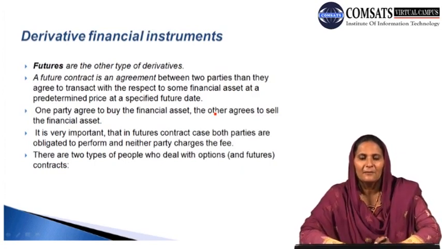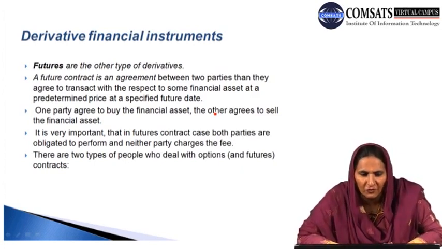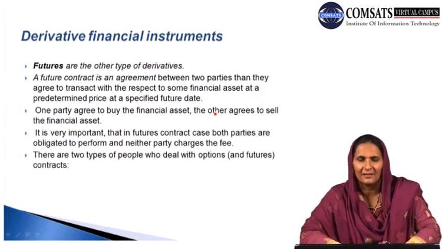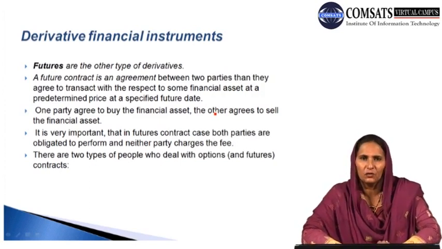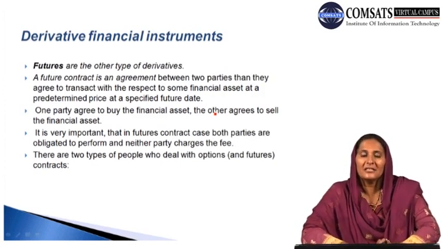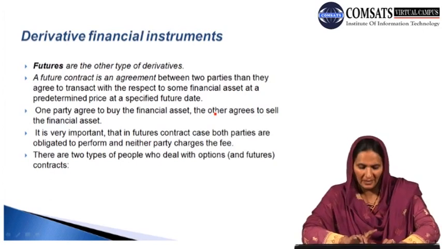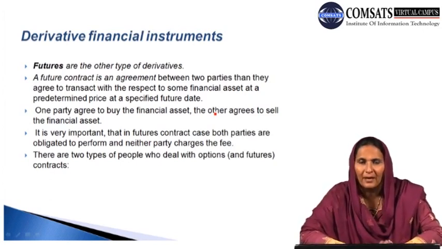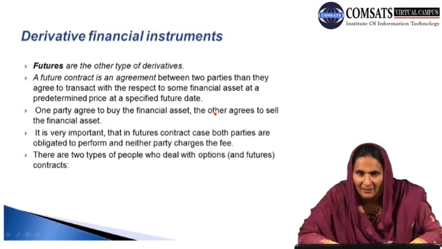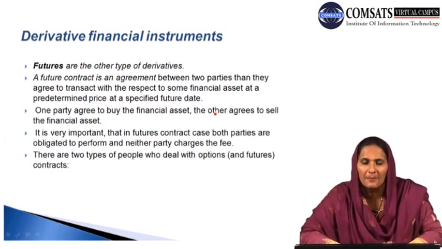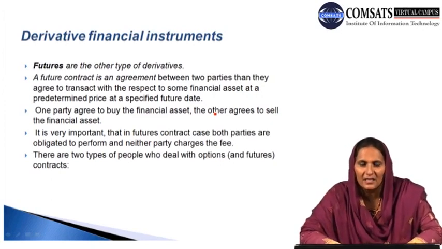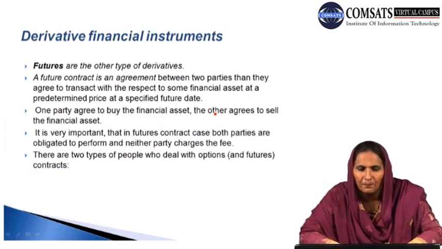One party further about futures is that one party agrees to buy the financial asset, the other agrees to sell the financial asset. What are the features of a future? Of the two parties who have made the agreement, one party has agreed to purchase the financial asset, and the other party has agreed to sell the financial asset at some future period.